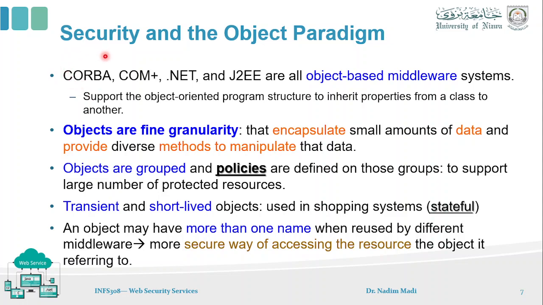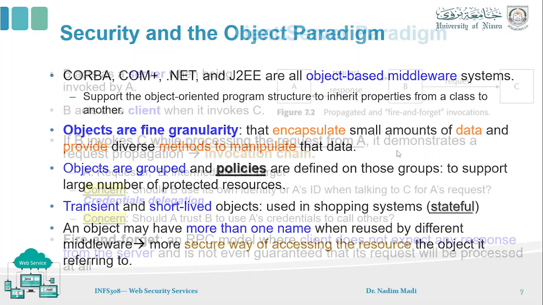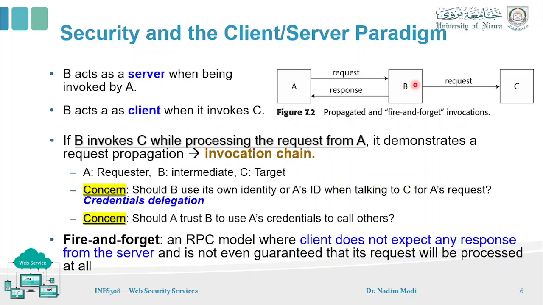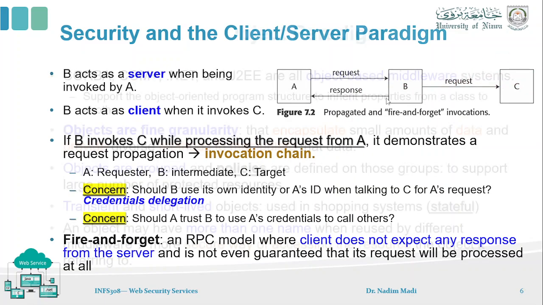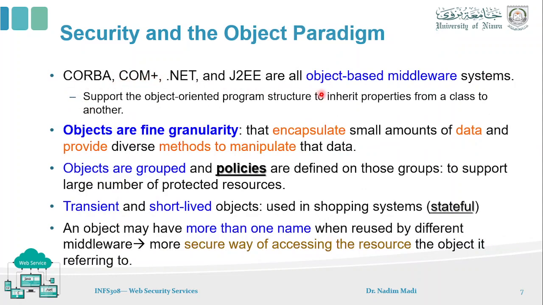Objects are used in order for the client to access the middleware, and for the middleware to access the specific service. The linkage, or referencing, is done using objects. So we have a lot of them over here. As examples of middleware, we have CORBA, .NET, and all of them are based on object middleware. They have been defined as object-based, or object-oriented, middleware systems.